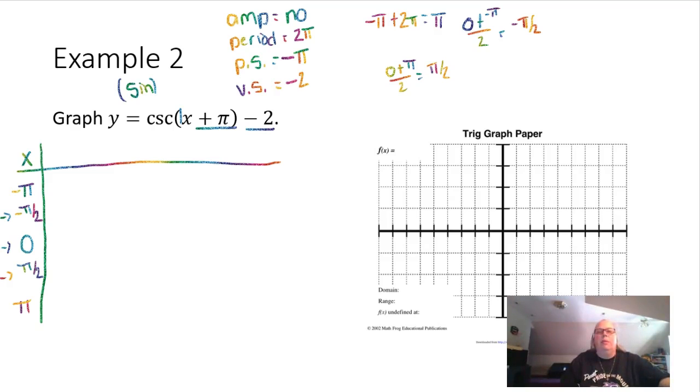Okay, first thing we want to do is take our angle and add pi. Negative pi plus pi is going to give me 0. Negative pi over 2 plus pi, that's going to give me pi over 2. 0 plus pi, that's going to give me pi. Positive pi over 2 plus pi, that's going to give me 3 pi over 2. And then pi plus pi is going to give me 2 pi.